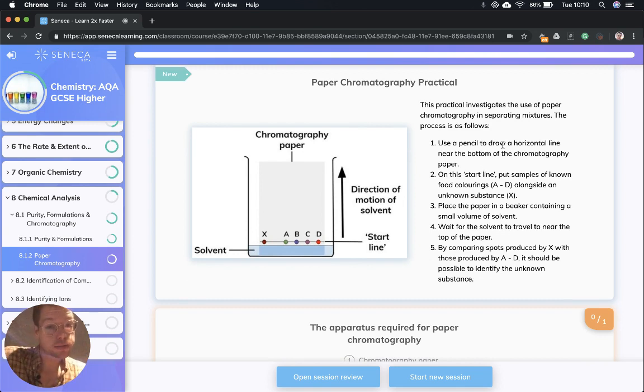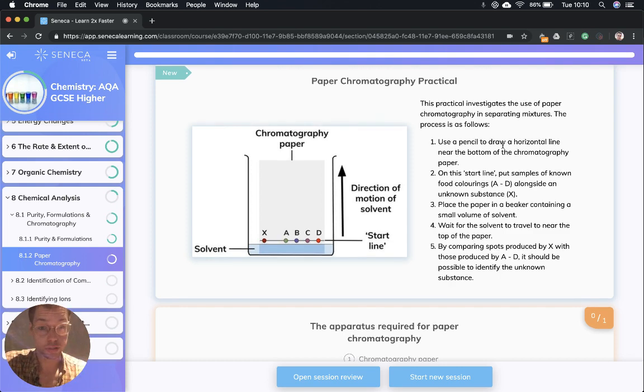Now, that pencil line, that's our start line, and we put samples of known food colorings, A to D, alongside an unknown substance, X, okay? We then place the paper in a beaker containing a small volume of solvent, okay? We then wait for that solvent to travel up near the top of the paper. So the solvent's having a cute little journey to the top of the paper, okay?